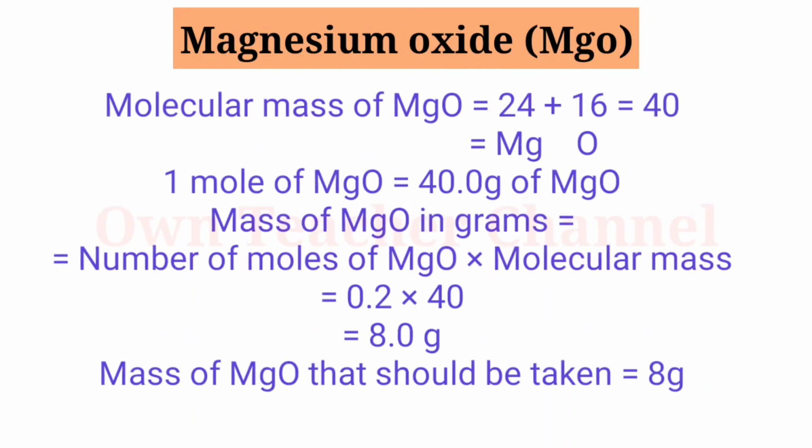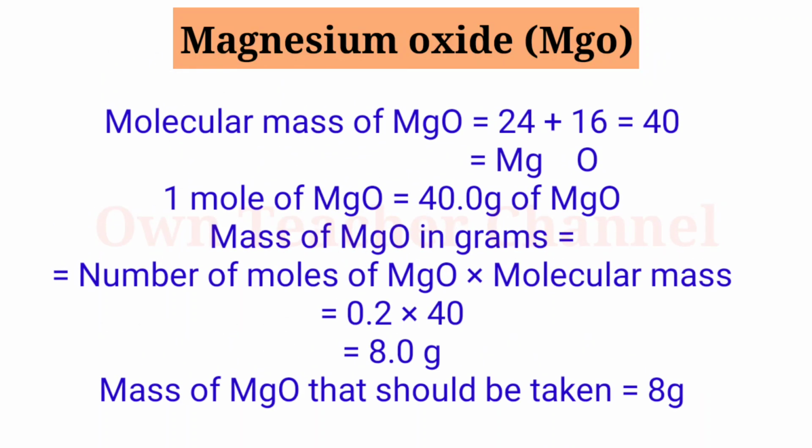Magnesium oxide. Molecular mass of magnesium oxide is equal to 24 plus 16 is equal to 40. 1 mole of magnesium oxide is 40 gram of magnesium oxide. Mass of magnesium oxide in grams is number of moles of magnesium oxide into molecular mass, 0.2 × 40 is equal to 8.0 gram, that means 8 gram. Mass of magnesium oxide that should be taken is 8 gram.